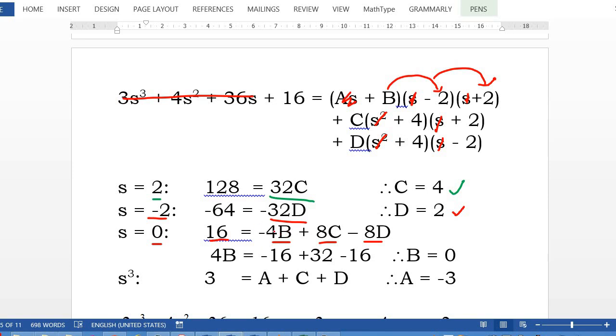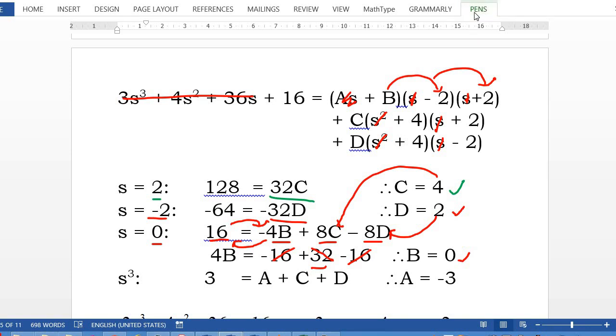You want to find b. So I bring it to the left side, so it becomes positive 4b. The 16 I bring to the left side, so minus 16, plus 8c, where c is 4, so 8 times 4 is 32. d is 2, so minus 16. So minus 16 minus 32 plus 32, that's why for b you get 0.